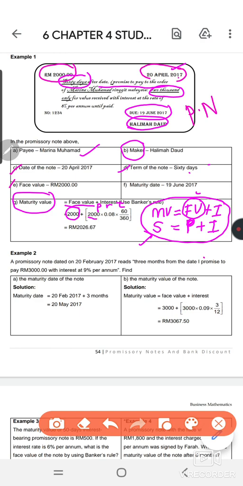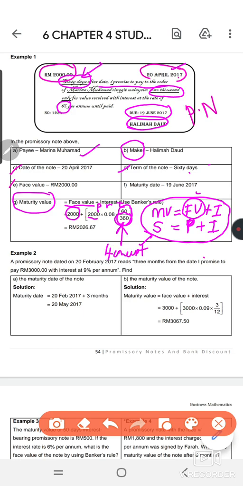So your P is 2000, your R, interest rate is 0.08. Dekat mana ambil yang ni? Nampak tak? 8%. Okay, then T is 60 sebab tempoh masa dia adalah 60 days. Okay, so 60 divide by 360. Okay, sebab apa kita bahagi dengan 360? Kita dah belajar sebelum ni yang 4 konsep.